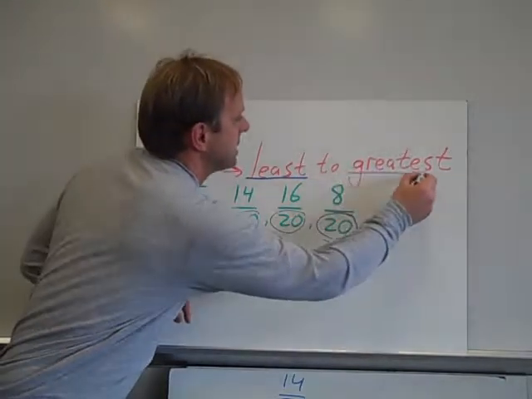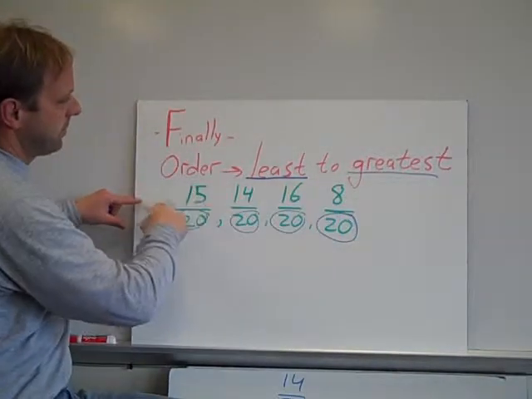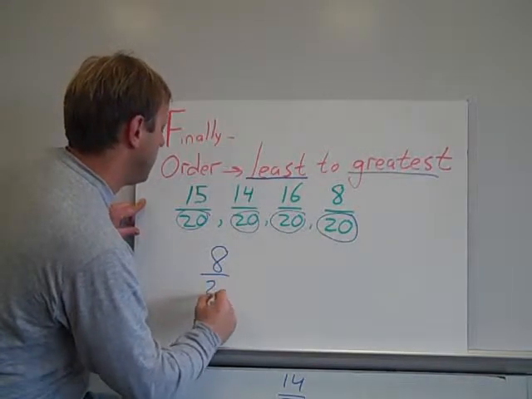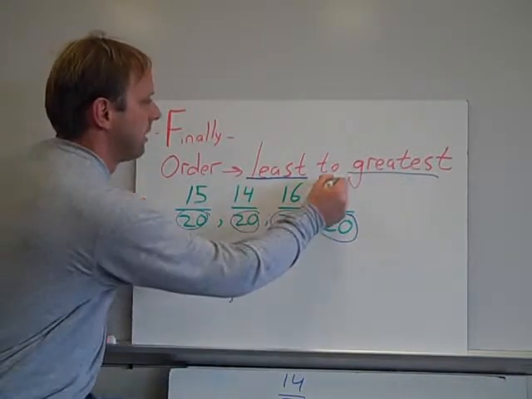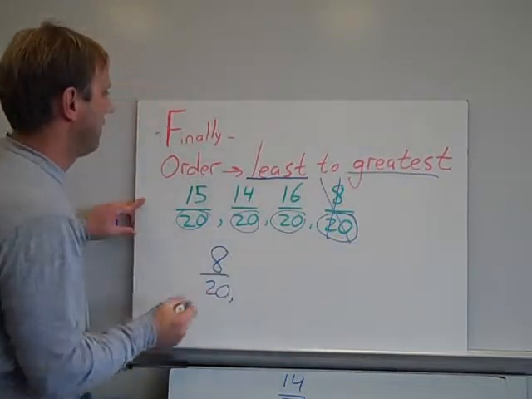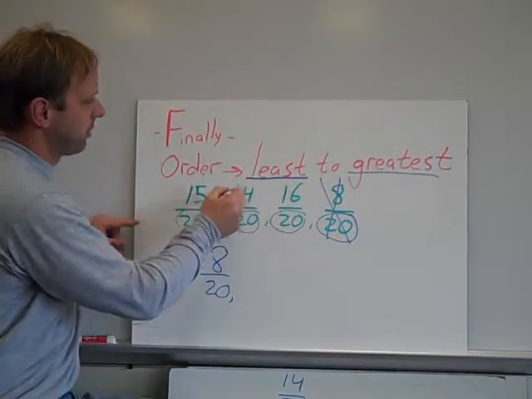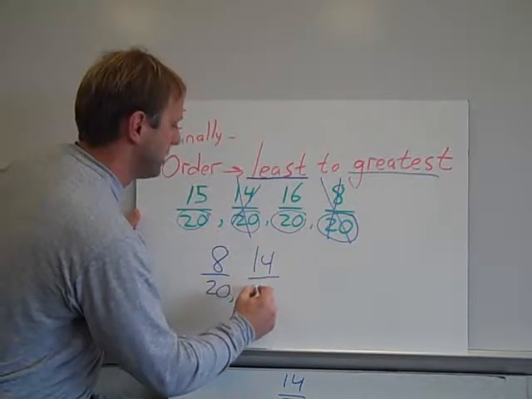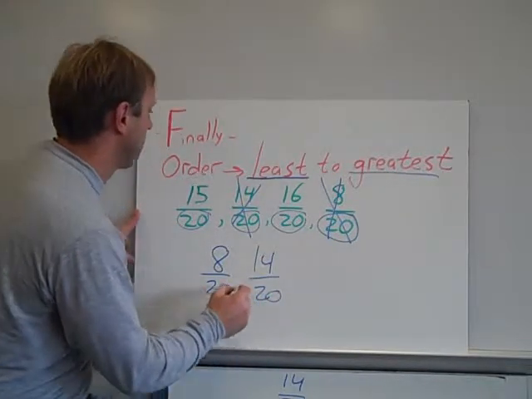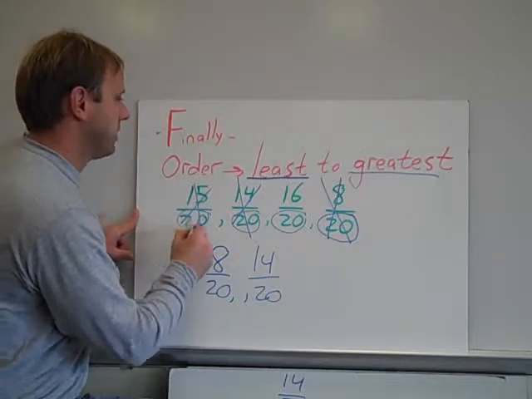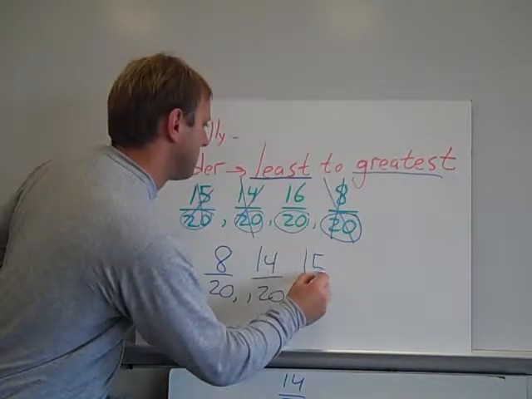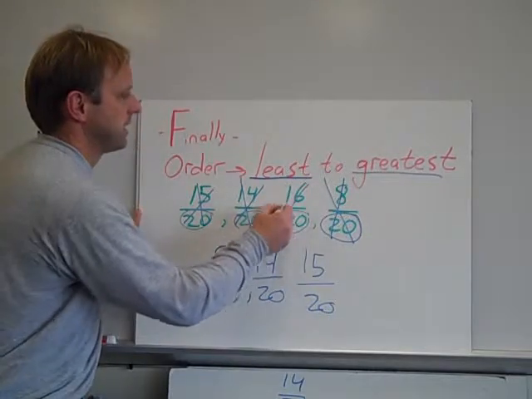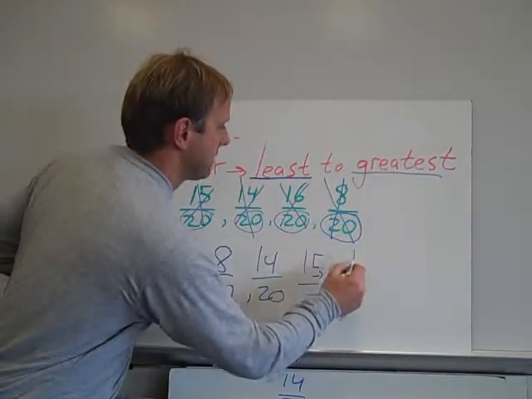Okay? Least to greatest. So I'm looking for the smallest numerator, 8. 8/20ths. Done that one. Then I look for the next smallest, 14. So 14/20ths. 15/20ths. And lastly, 16/20ths.